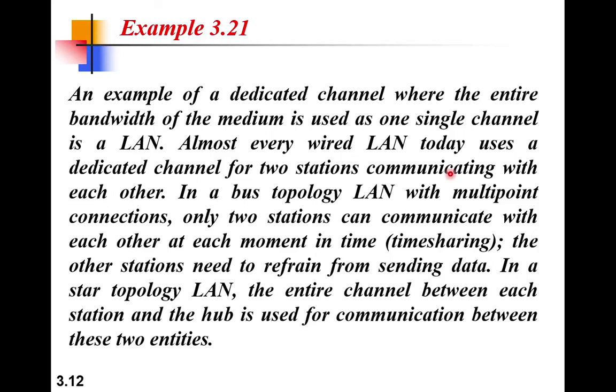Almost every wired LAN today uses a dedicated channel for two stations communicating with each other. In a bus topology, which we discussed in chapter number 6, a LAN with multiple point connection, only two stations can communicate with each other. If more than two communicate, it causes packet collision, so the other stations need to refrain from sending data. In a star topology, the entire channel between each station and the hub is used for communication between these two entities. So these are the examples where the baseband channel is used.